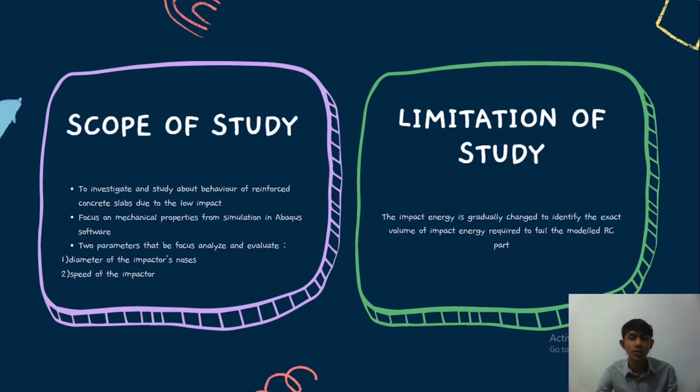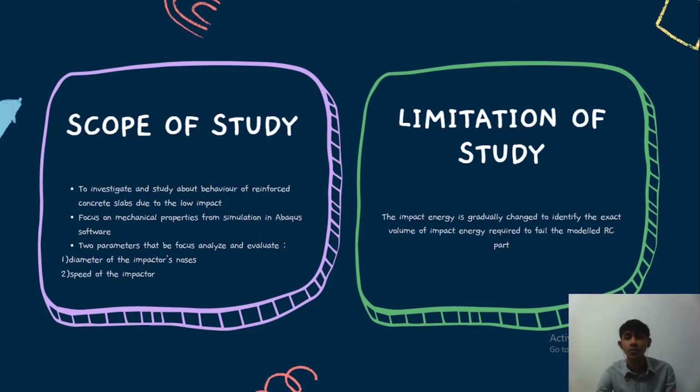Then we go to the scope of study and limitation of study. The purpose of this project was to investigate the behavior of reinforced concrete slabs due to the low velocity impact. The investigation was primarily focused on damaged slabs under low velocity impact. The design will then be identified using Abaqus software. There are two parameters to be focused on, analyzed and evaluated, which are firstly the diameter of the impactor's nose, and second is the speed of the impactor to hit the reinforced concrete slabs.